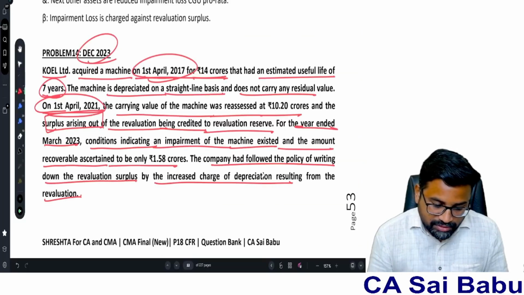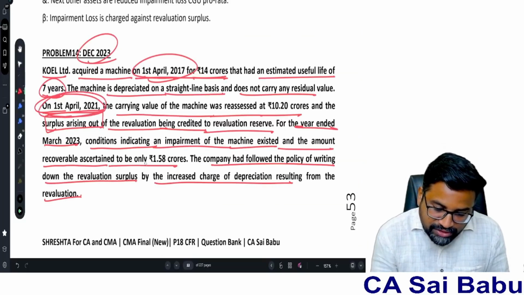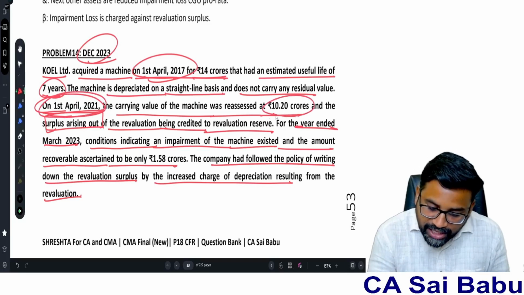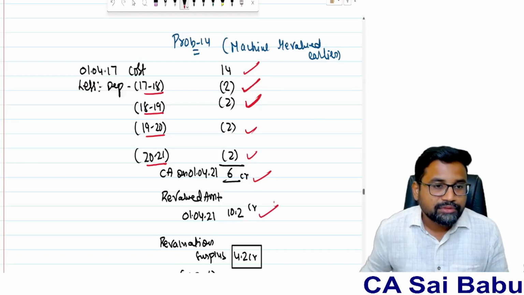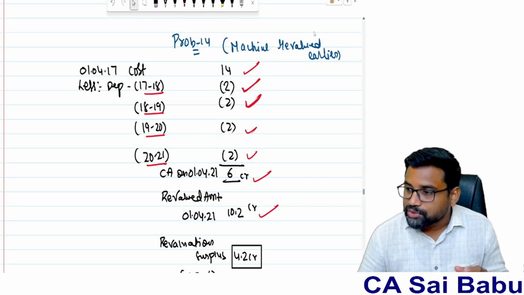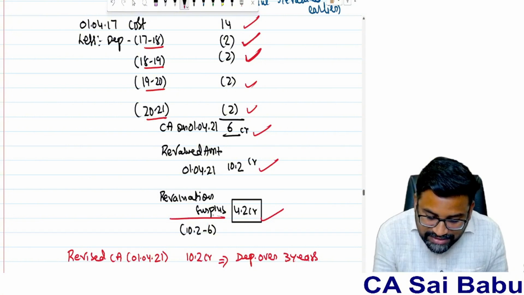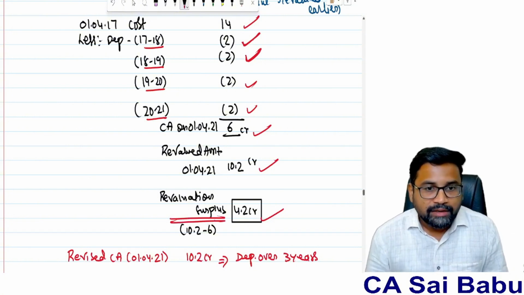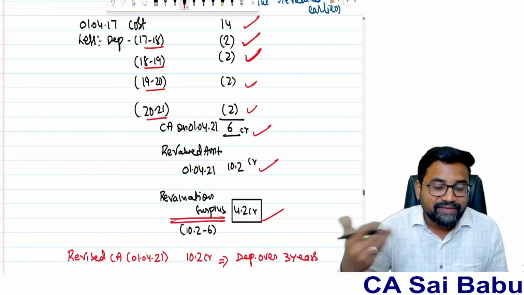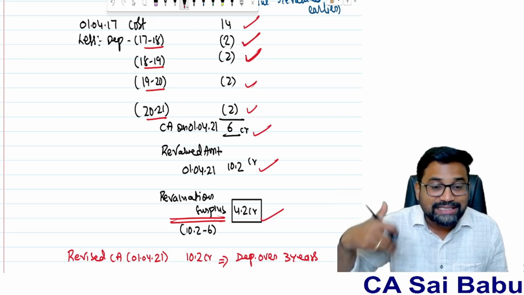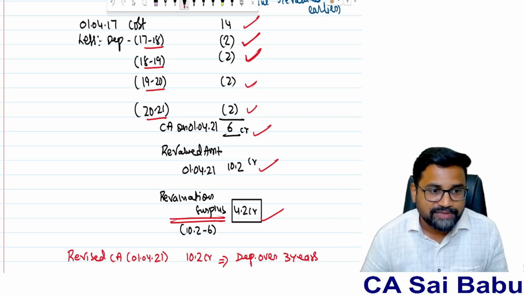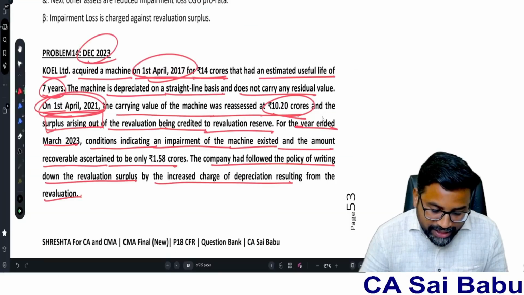6 crores. So on 1st April 2021, the machine was revalued at 10.2 crores. But what is the carrying amount? 6 crores. So therefore, what is the increase in the value of the asset? 4.2. This is called revaluation surplus. Obviously, when you increase the asset value by revaluation, that excess amount is called revaluation surplus, 4.2. Now, next what happens here?